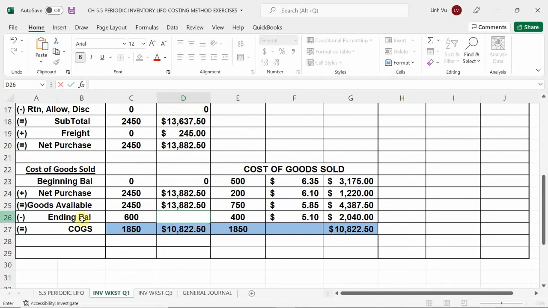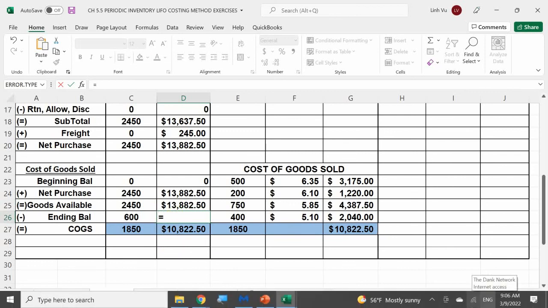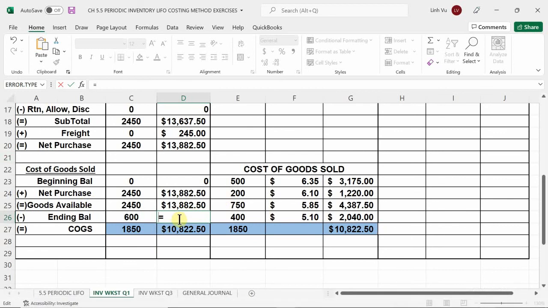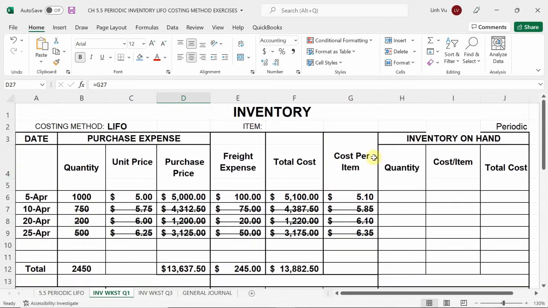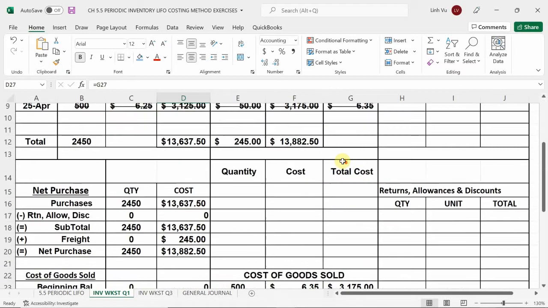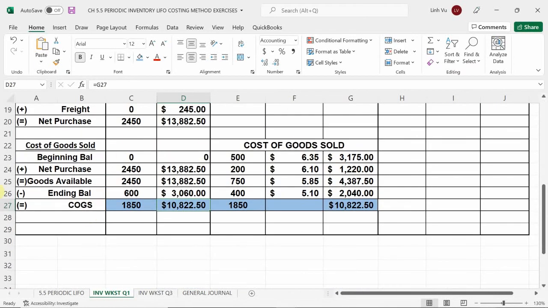Okay. So, how do I solve for my ending inventory? You get your net purchase and subtract the cost. Okay, good. Let me erase that formula. So in this case, it's goods available, which is your net purchase, minus your cost of goods sold. So I should get a total of $3,050. Another way you could do it is if you know that you have 600 units left, you can also multiply it by $5.10 and you would get the same exact answer.